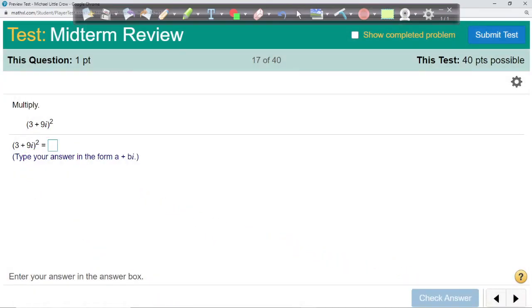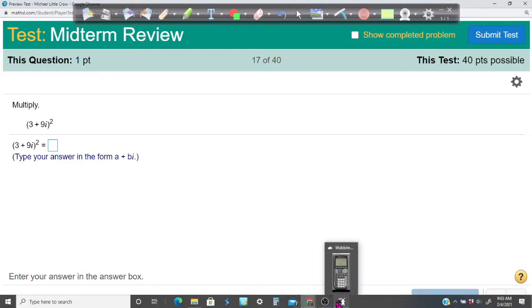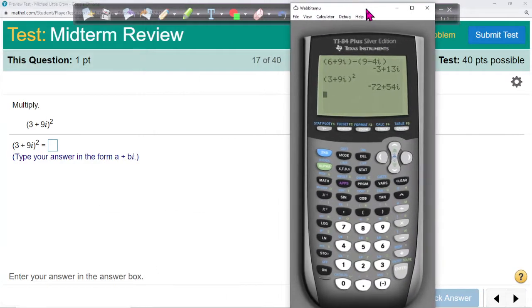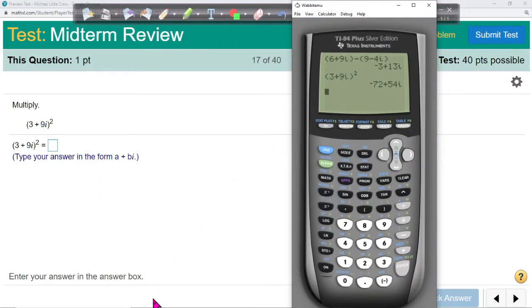So here's another. We're going to square it. Again, you FOIL it out, but we can just do it here. 3 plus 9i, and then we'll square it. I'll come down and then just hit enter. Negative 72 plus 54i. Okay, I'm going to also do this by hand just in case you don't have a calculator that can do it.